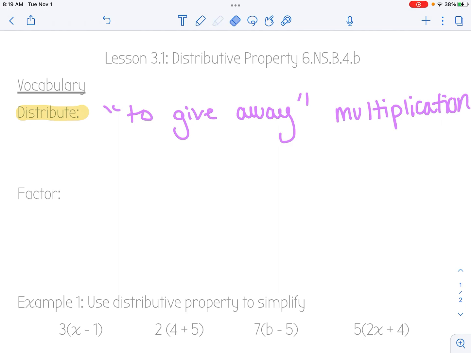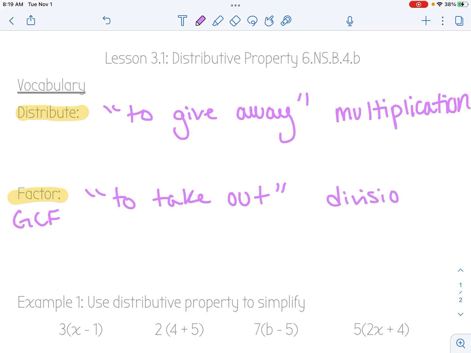Factor is our second key term that we need to remember. And factor, remember, we use when we are finding GCF. But factor means to take out. I'm almost going to say take away. Take out makes more sense. So to take out, and we use this with division. So let's go through some examples to distribute and also to factor.